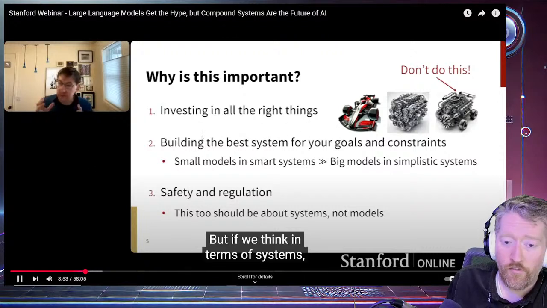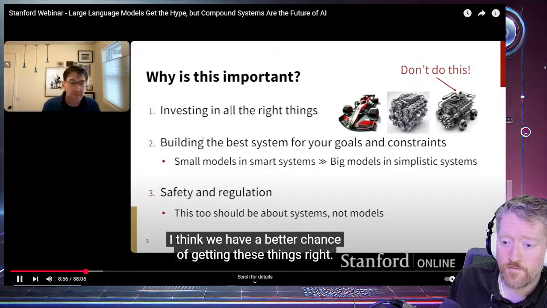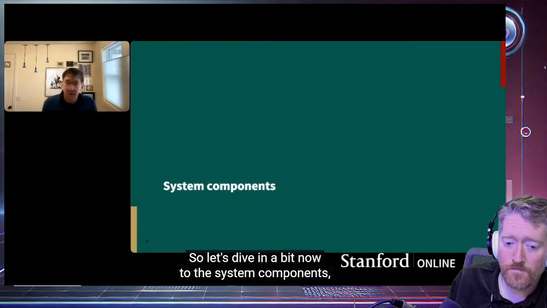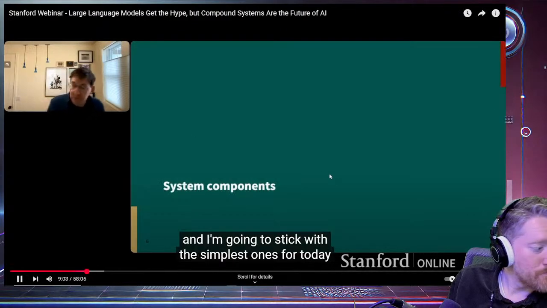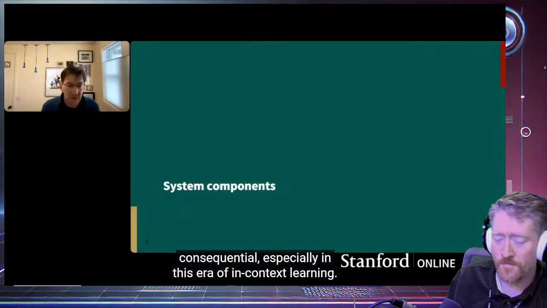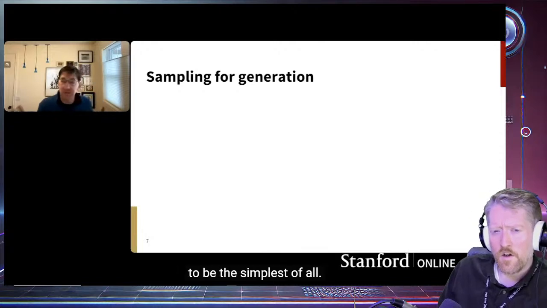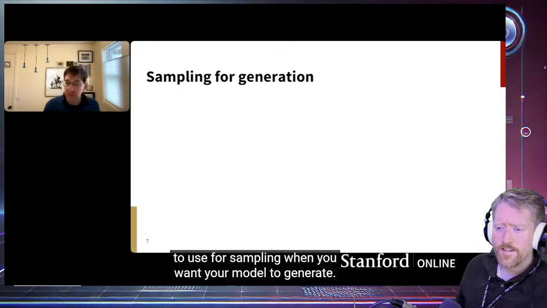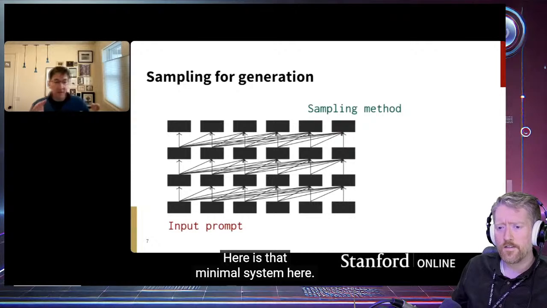If we think in terms of systems, I think we have a better chance of getting these things right. So let's dive in a bit now to the system components. I'm going to stick with the simplest ones for today because I actually think those are the most consequential, especially in this era of in-context learning. But let's start with the one that seems on the surface to be the simplest of all. This is the method that you're going to use for sampling when you want your model to generate. Here's that minimal system here.